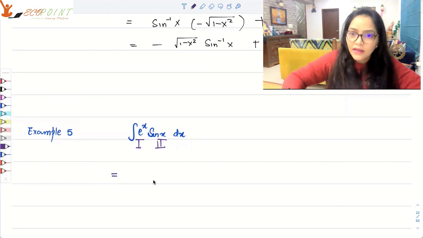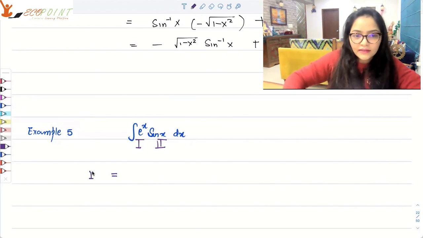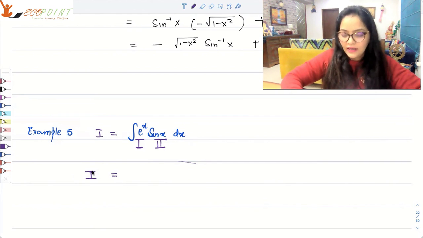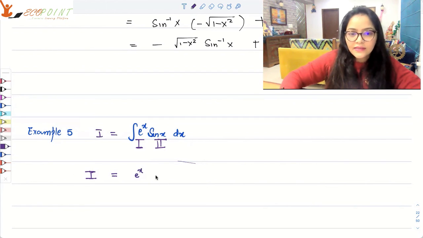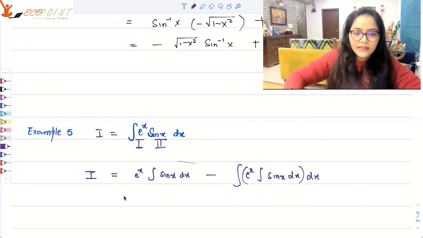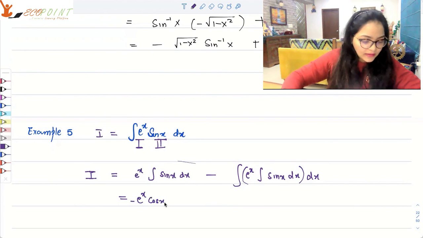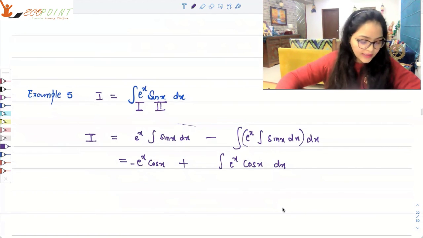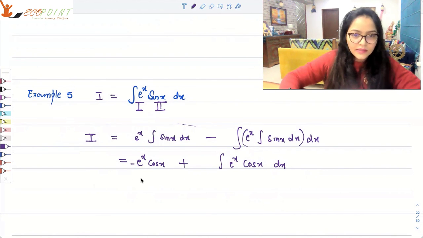So pretty simple. According to by parts, I'm going to call this integral I. So I is equal to, first as it is, integral of sine x dx, minus the derivative of ex, which is ex only, integral of sine x dx, the whole dx, right? So it's going to be ex into minus cos x plus integral ex cos x dx. Minus minus made it plus, so that is why I've written plus there. Okay. Now, this is what I get.